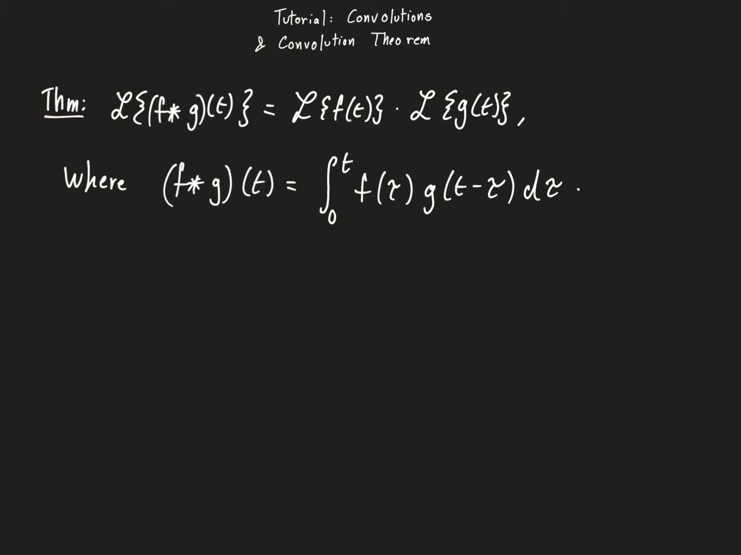So, what does convolution theorem state? Well, convolution theorem states that if you take the Laplace transform of a convolution of two functions, as you can see here, that is equal to the Laplace transform of the first function times the Laplace transform of the second one. And of course, to calculate convolutions, say you take the convolution of a function f and a function g, that's going to be this integral here, which is the integral from 0 to t of f of tau times g of t minus tau d tau.